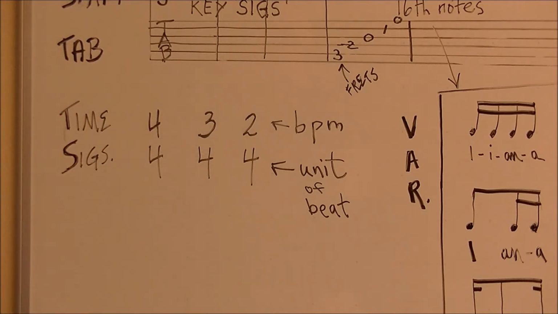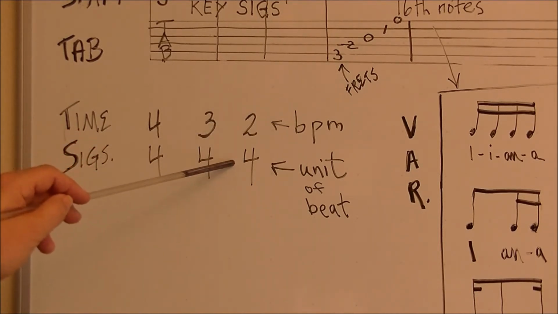2/4 was a popular time signature back in Mozart's time and Beethoven's time. It's very rare to find it in modern music. Instead, we use cut time, which is 2 half notes per measure. Here we're going to have 2 quarter notes per measure. What's the difference between 2/4 and 2/2? Effectively, no difference.